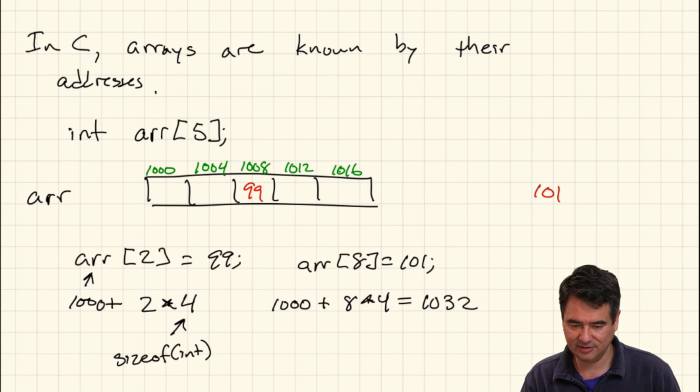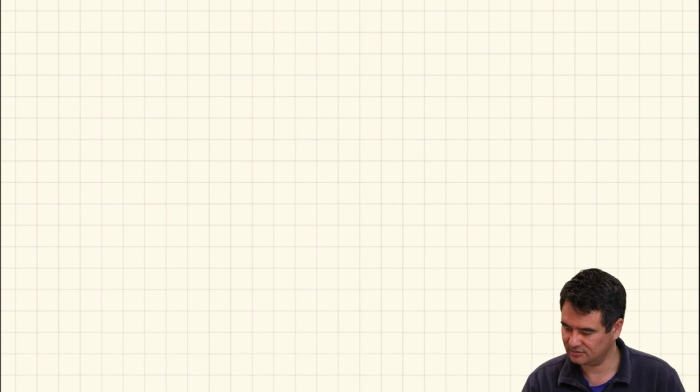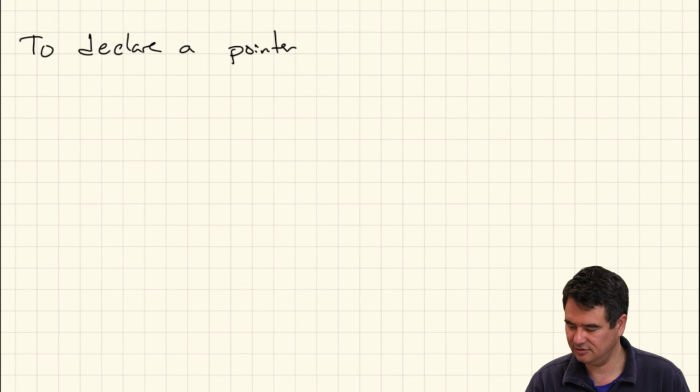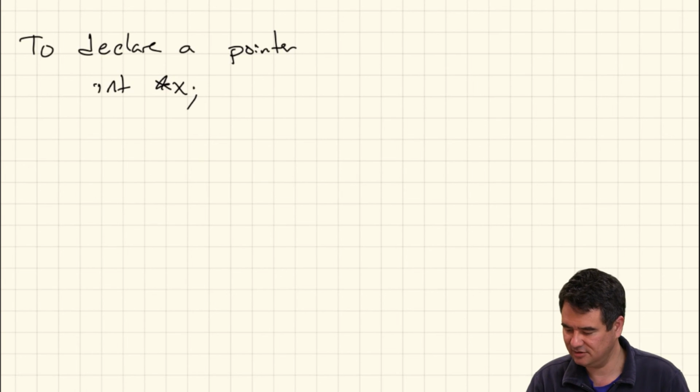Okay, so let's see if I can just kind of summarize. Okay, so to declare a pointer, you do something like int star x, and it means x is a pointer to an integer.